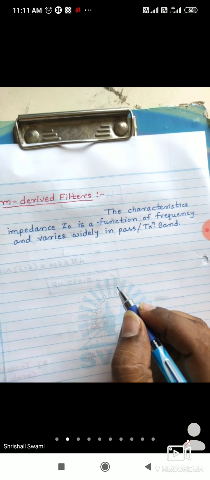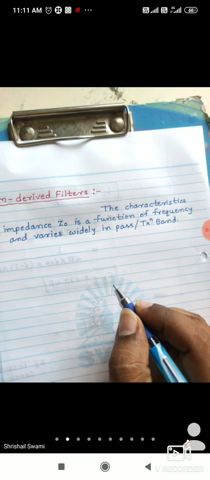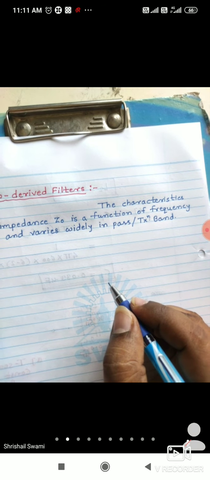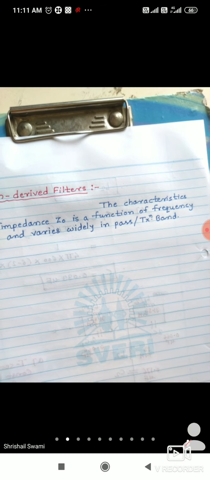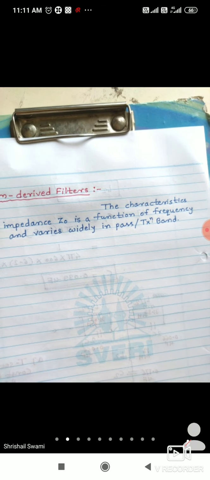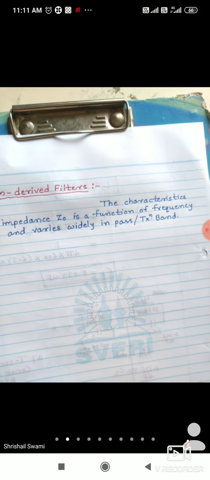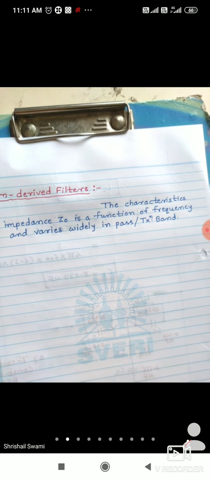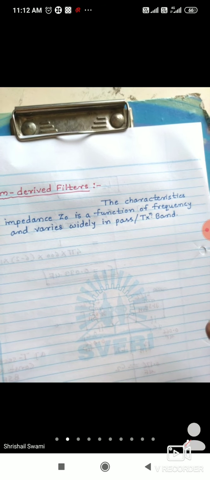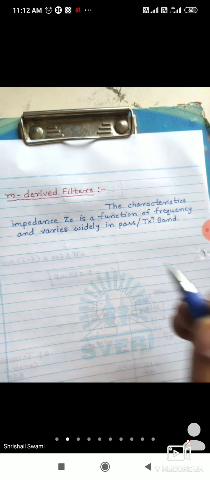So attenuation can be increased in stop band. Actually, what should the ideal attenuation be? 100%, but we are not getting that. We are getting 60-70%. So how can it be improved? How can we increase the attenuation to 100% in stop band? And that can be achieved with the help of M derived filters. So next point.